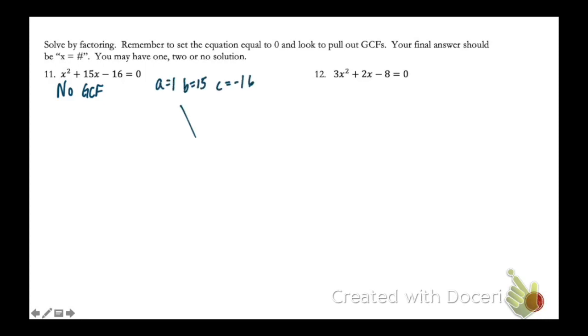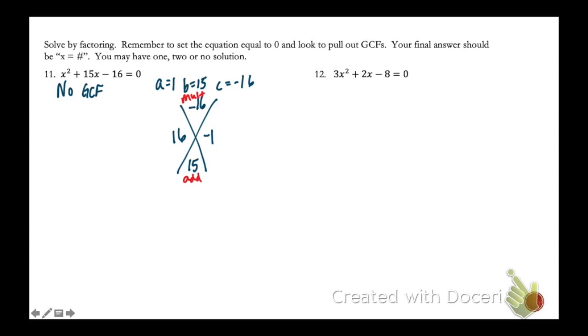So now I'm going to set up my x. I have A times C in the top and B in the bottom. So negative 16 up top, 15 in the bottom. I want to figure out two numbers that multiply to negative 16 and add to 15. Make sure that you double check these two numbers on the test. So just check them in your calculator, make sure they multiply to what you want and add to what you want, and be careful with signs.